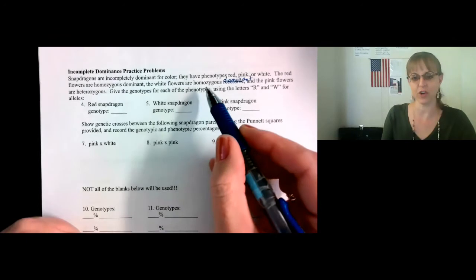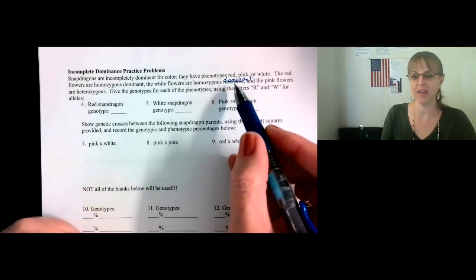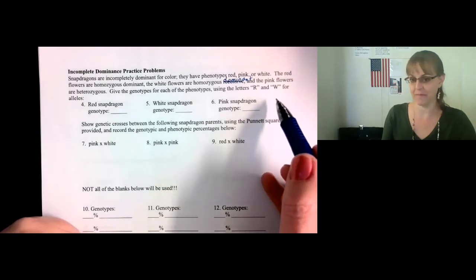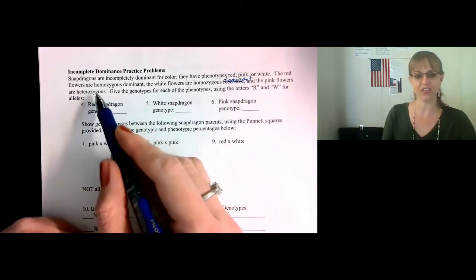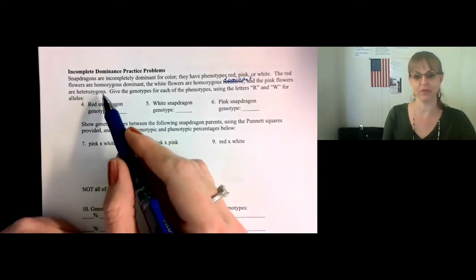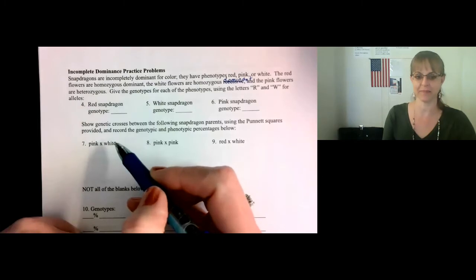The white flowers are homozygous dominant, therefore they also get a capital W and two of the same. And the pink flowers are heterozygous. Hetero means different, so you have an R and a W, and both are still capitalized.